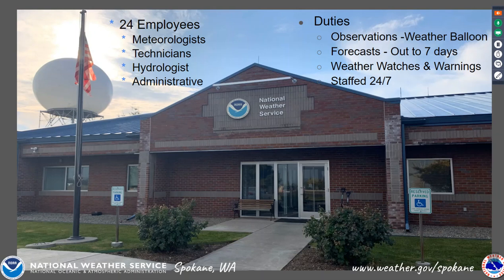So this is a picture of the outside of our office. We do have 24 employees. That includes meteorologists, technicians, hydrologists, and then administrative staff. We are open 24/7 because weather happens 24/7. We do things like observations, so we release a balloon twice a day. We do forecasts out to 7 days. We do all the watches and warnings that you see that are issued across our region.